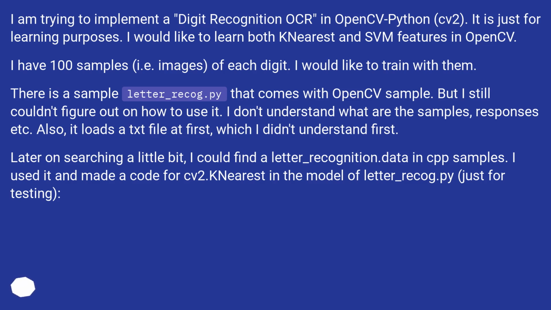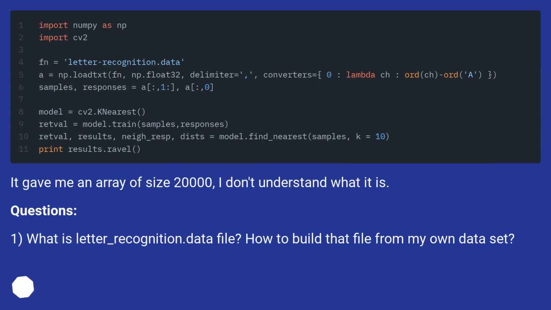Later, on searching a little bit, I found a letter-recognition.data file in the cpp samples. I used it and made a code for cv2.KNearest in the model of letter_recog.py, just for testing. It gave me an array of size 20000. I don't understand what it is.